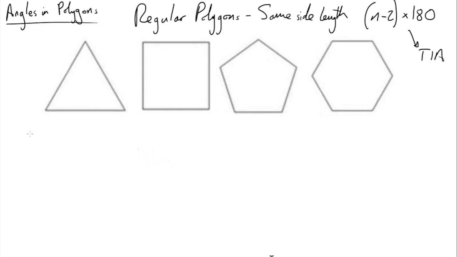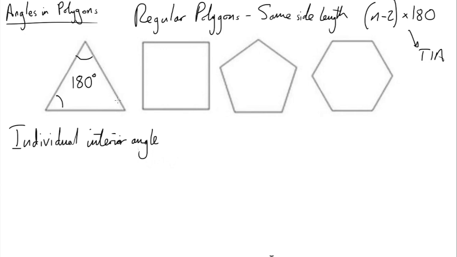Now, if I want to find an individual interior angle, then I need to think about how I can do that. So for a triangle, we know that the total interior angle is 180. And for a regular polygon, we have 3 angles. So what we would do is we would do 180 divided by 3, which gives us 60. And that is how big each of my angles is.